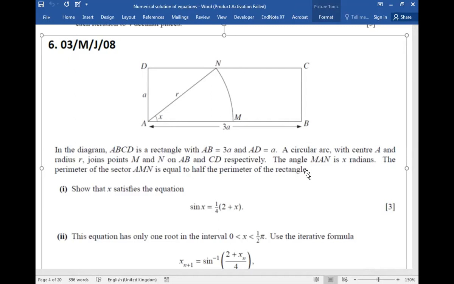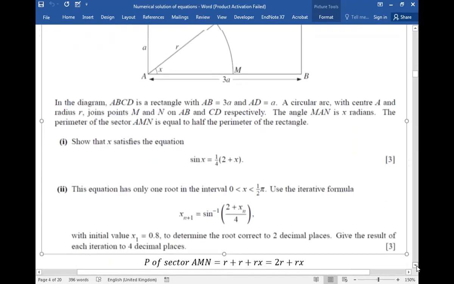Yes, class. How do we do this? What is the perimeter of the rectangle? 8a. Half of this is 4a. 4a is the perimeter of sector AMN. What boundaries are involved in sector AMN? Arc MN, yes, and the lengths AN and AM, which are the radii, obviously, right?